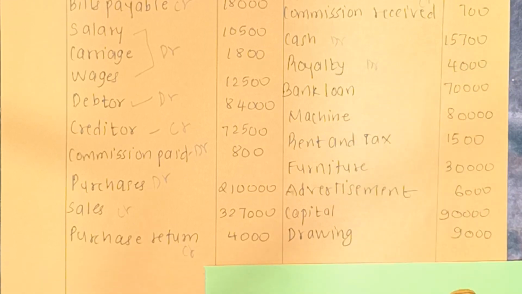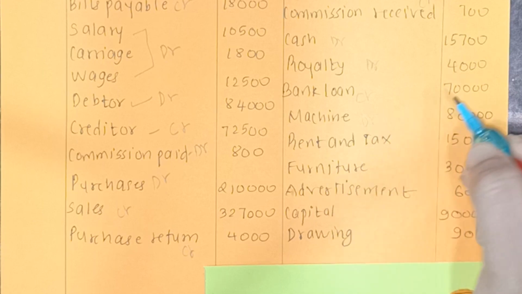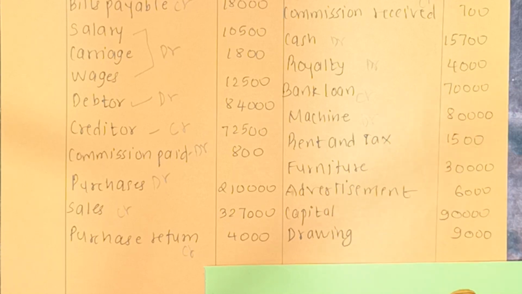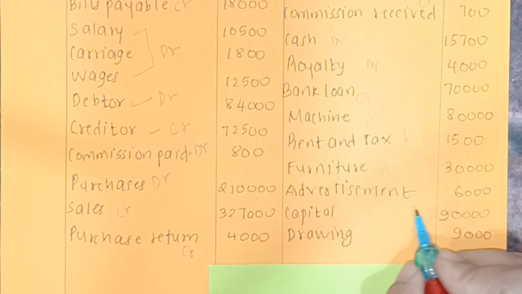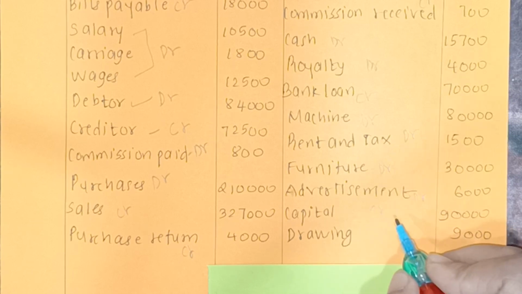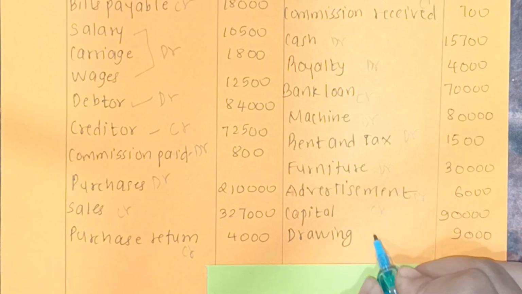Bank loan is a liability, so credit side. Machine is an asset, so debit side. Rent and tax come under expenses, that is, under nominal accounts, therefore debited. Furniture, asset, debit. Advertisement, an expense, debit. Capital is a liability, therefore it will come on the credit side. And drawing: what do we mean by drawing? Drawing is when the owner takes either cash or goods from the business for his personal use. So again it is treated as an expense, therefore it will be debited.